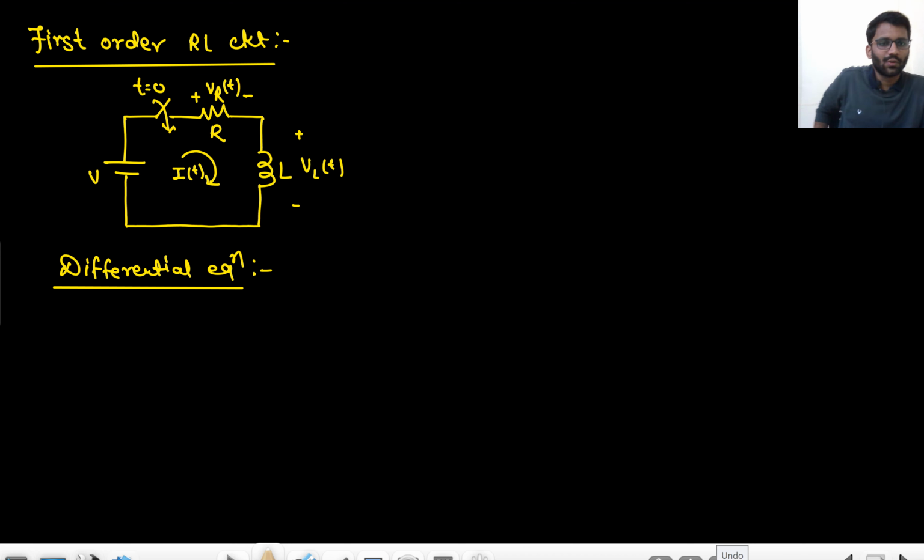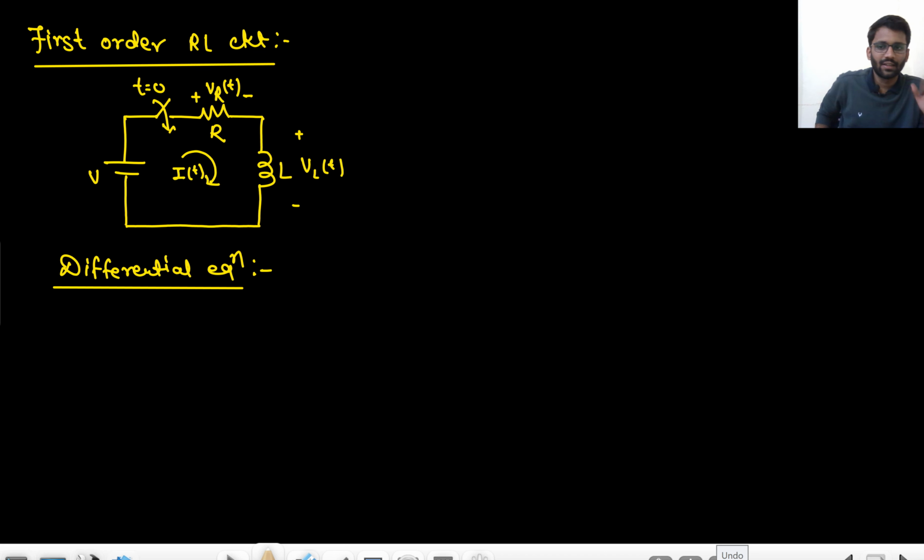So let's solve our first order RL circuit. We are moving a bit quickly, not very quickly, as I am teaching you every concept very neatly. So I don't need to teach you now what is a first order circuit, what is a zero order circuit. All this basic thing I don't need to teach you, because we have already seen it in the RC circuit. What do you mean by a first order circuit? What do you mean by a zero order circuit? What do you mean by a second order circuit?